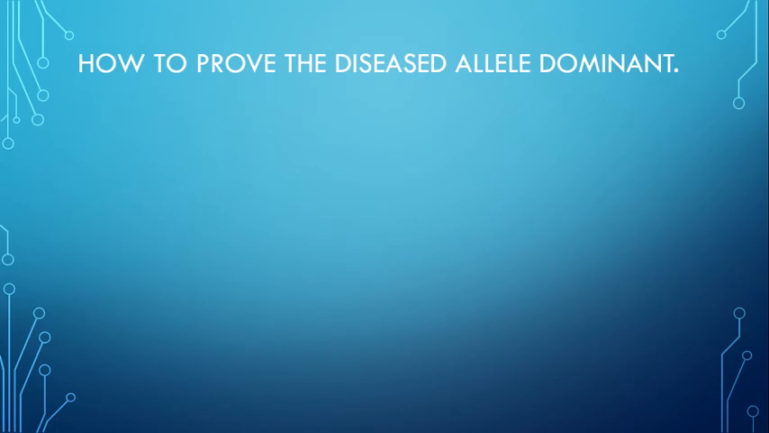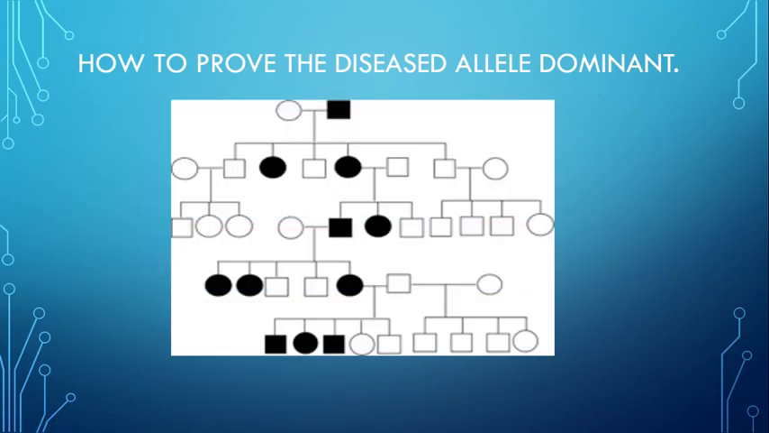In case the diseased allele was dominant, here is a pedigree. As you can notice, in every generation, this is the first generation having this member affected. This is the second generation having these two members affected. This is the third generation also having two members affected. Similarly for the fourth and the fifth generations. So every generation has at least one member affected, meaning the affected individuals are present in every generation.